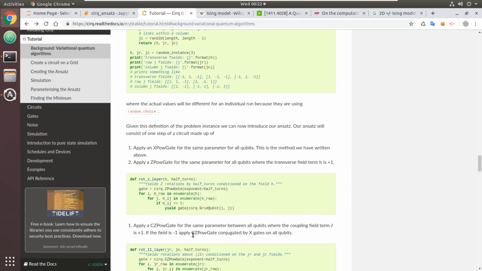Apply a Control Z power gate for the same parameter between all qubits where the coupling field term J is +1.